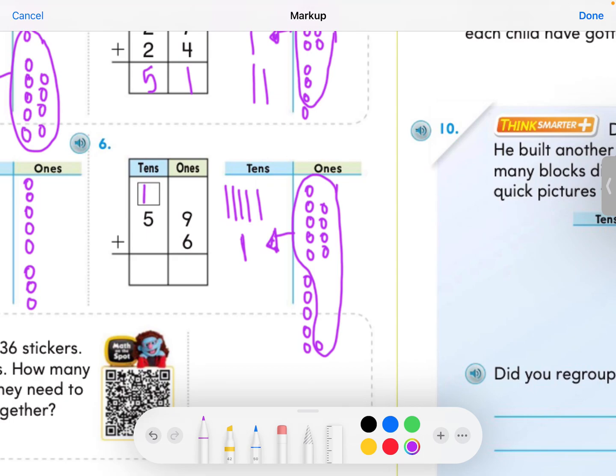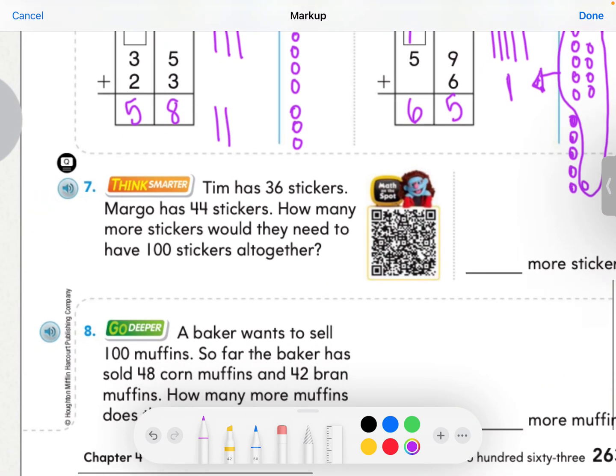Now I need to record it. I created 1 10, and I have 1, 2, 3, 4, 5 1s left over. 5 10s plus 1 10 would be 6 10s, or 60. So my answer is 65.